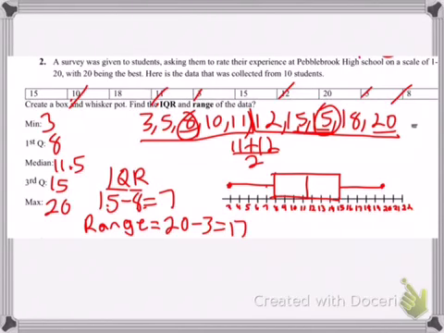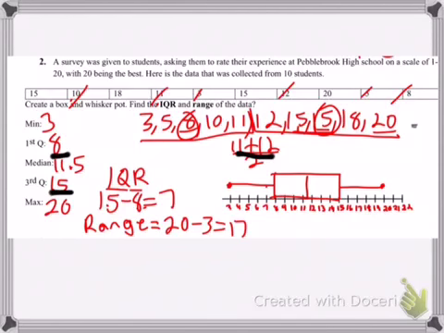Right here we got the minimum is 3, first quartile is 8, and median is 11.5, third quartile is 15, maximum is 20, IQR is 7, range is 17. The range is found by the largest minus the smallest. IQR is found by quartile 3 minus quartile 1. Alright, we found the median by 11 plus 12 divided by 2 because there's not a number in the middle.